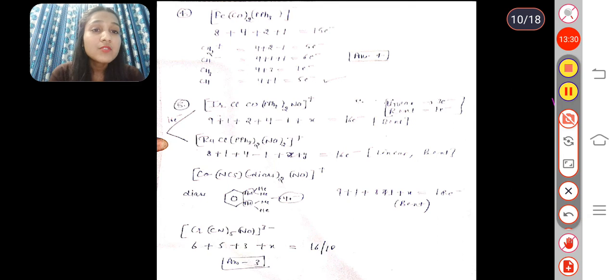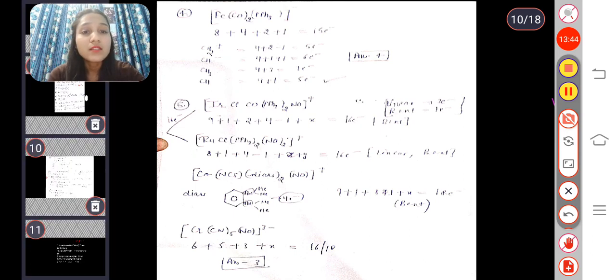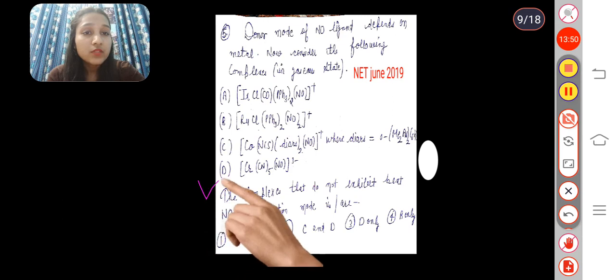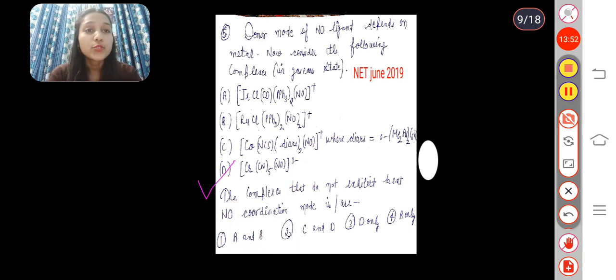So in the first 3 cases we have NO present in the bent form, and in the last case, we do not make it 16 or 18 after adding 1 or 3. So finally our answer is answer number 4th, that is answer number D. So this is our correct answer for this question.